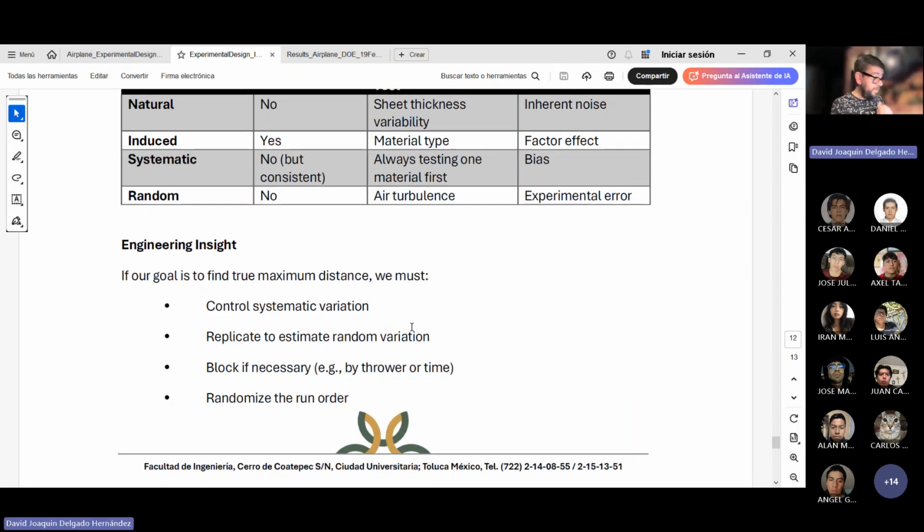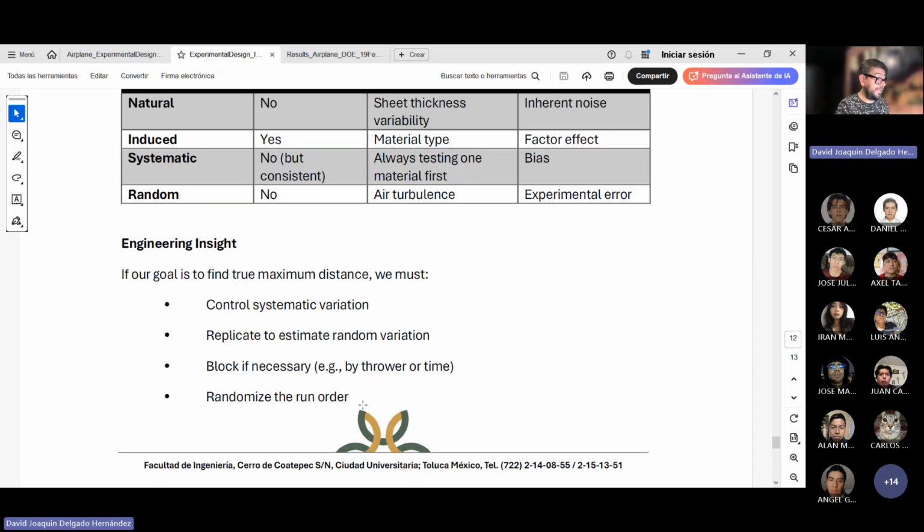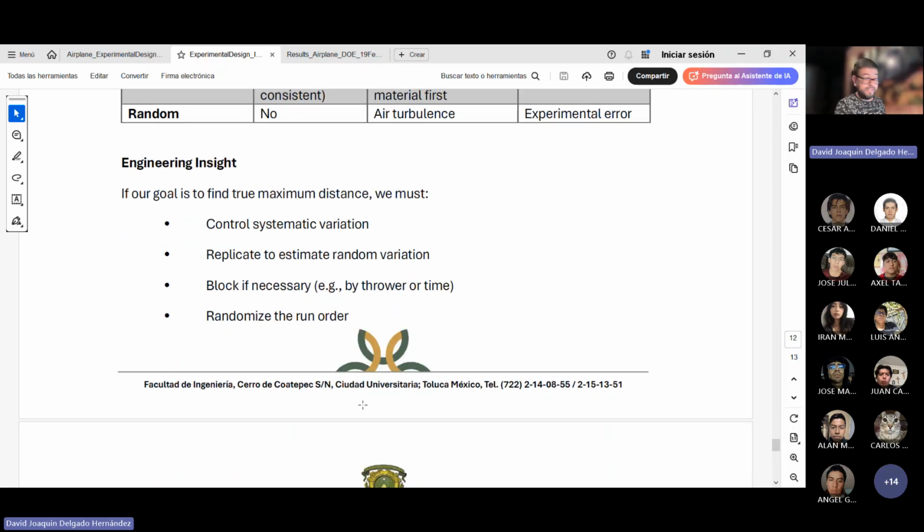So be very careful in artificial intelligence to control systematic variation, to replicate, to estimate random variation. You have to block if necessary. For instance, you have to check exactly the moment when the thrower throws the airplane and randomize the run order, okay? That it is random.